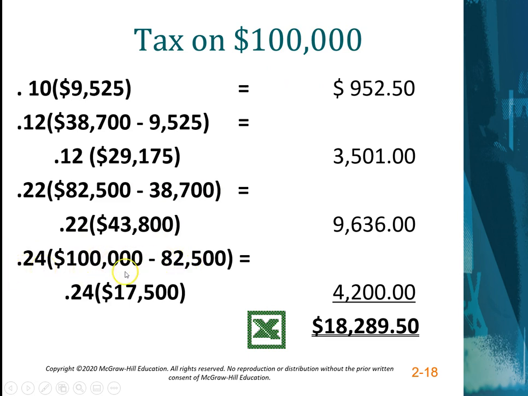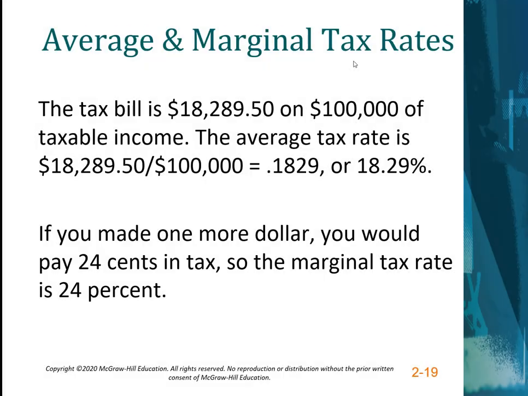Okay, from $82,500 up to the $100,000, the tax rate is 24%. So that difference between the two, $100,000 minus $82,500, or $17,500, is taxed at 24%. So 24% times $17,500 is $4,200. If we add those four amounts together, they come to $18,289.50, and that is the tax that is going to be paid by an individual who makes $100,000.